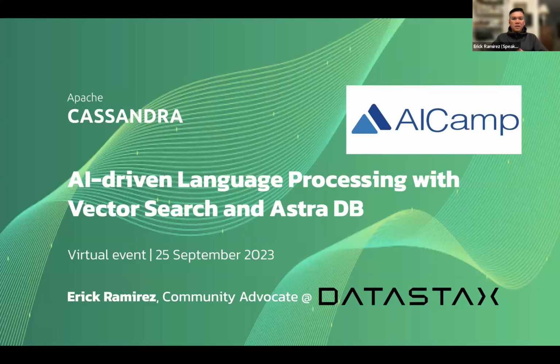Today we'll be talking about AI-driven language processing, doing vector search on Apache Cassandra. And today we're going to be doing it on AstraDB, which is a managed Cassandra as a service. So we're going to kick off.